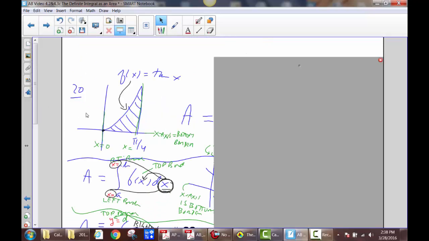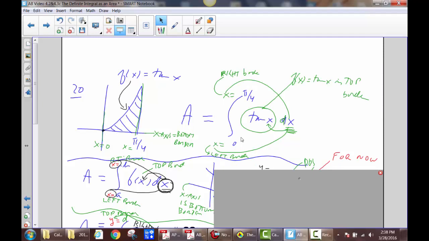Okay, here's number 20. This time the function is y equals tan x. As you can see, the left border is x equals 0. The right border is x equals pi over 4. Tan x is our top border. X-axis is our bottom border. And therefore, it's equal to this integral.